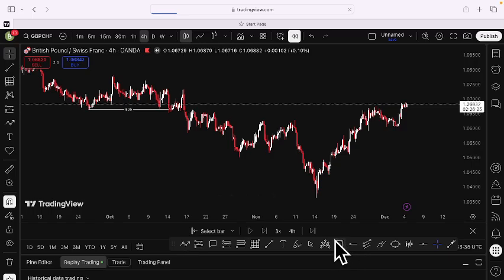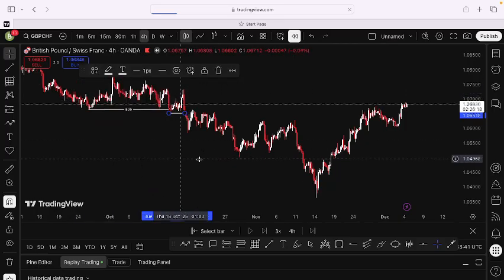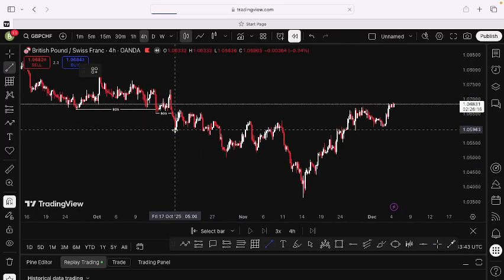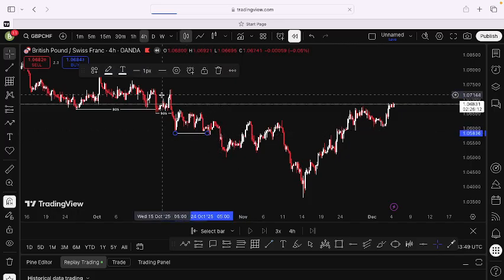So we had a break of structure, then we had another one, of which it's here, break, and then we had another one, of which it's here, and then you can clearly see that the market was just following trend.